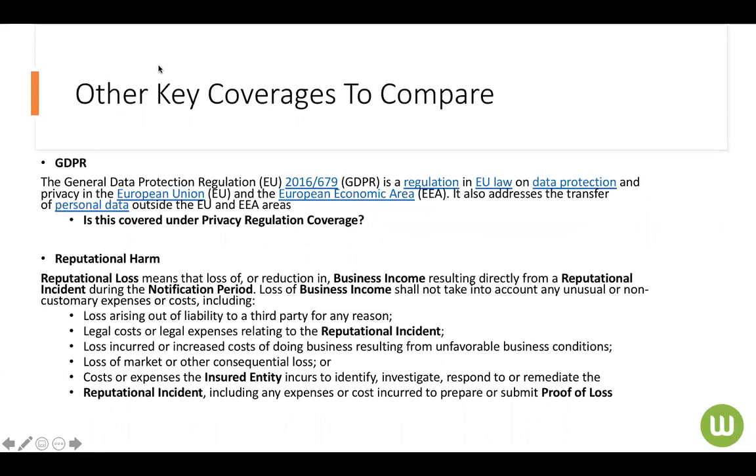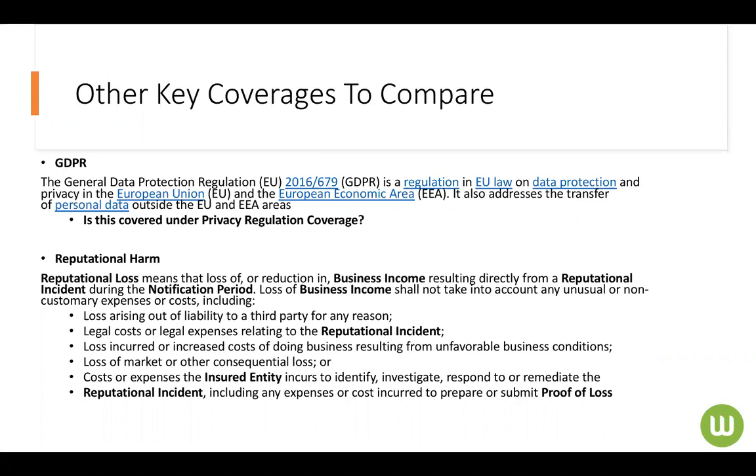Other key coverages to compare is GDPR. GDPR is the General Data Protection Regulation, and it's a regulation, and I'm not going to go through it, in the European Union. You want to make sure that this is covered under your insurance policy. The Access policy does provide automatic GDPR coverage. We always say if you can click a button, you are international, and you want to make sure that you have this coverage.